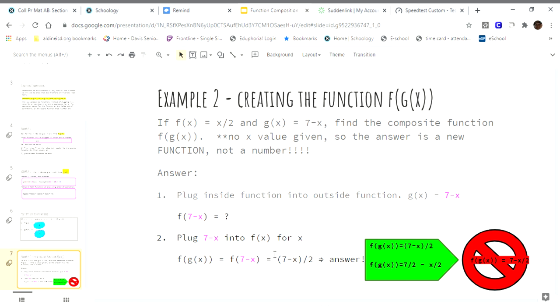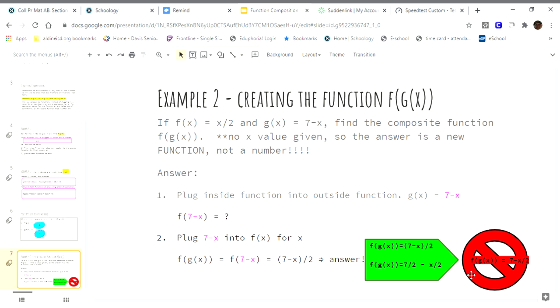I need you to pay really close attention down to the last thing. f of g of x would be 7 minus x, that's our g of x, plugged into f of x: (7 minus x) divided by 2. Or another acceptable answer could be 7 divided by 2 minus x divided by 2. All I did there was distribution, distributing that dividing by 2 to both of these terms.